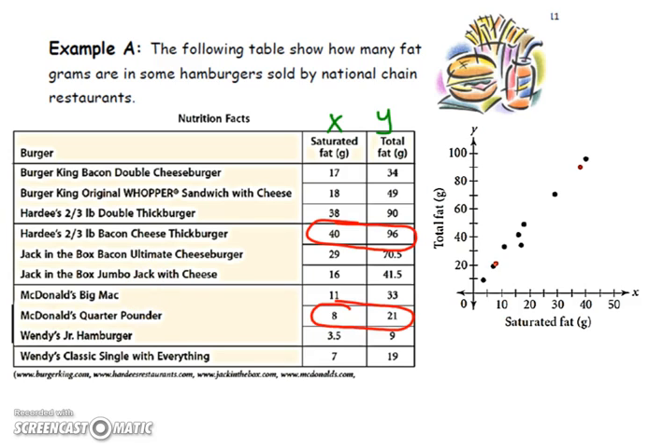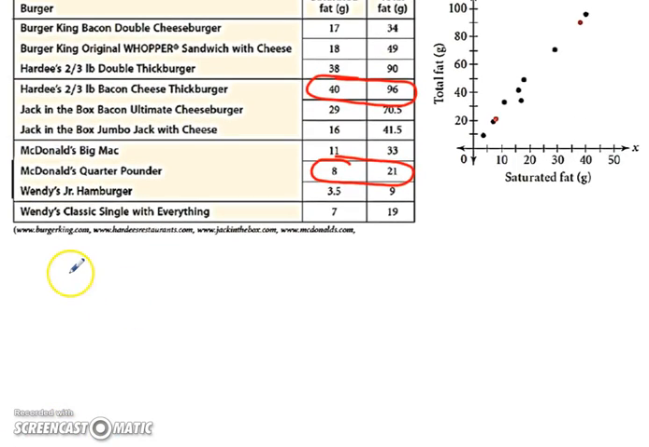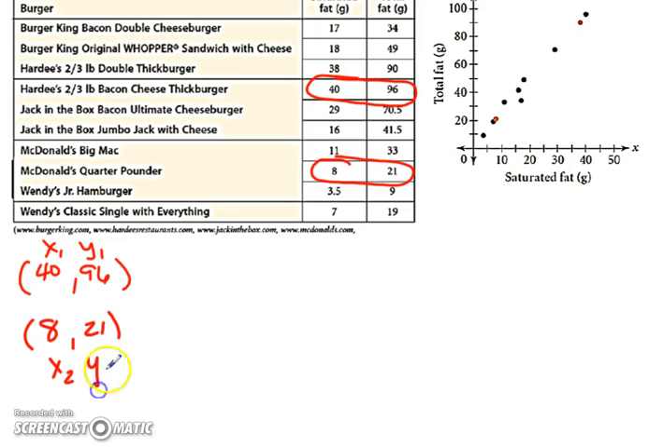Now if you notice on my graph, I have 2 points that are listed in red. So right here and right here. And I've circled those ones on our table. So using those 2 points, we're going to calculate the slope. So first I'm going to take 40 and 96 as my x1 and y1. And I'll take 8, 21 as my x2, y2.